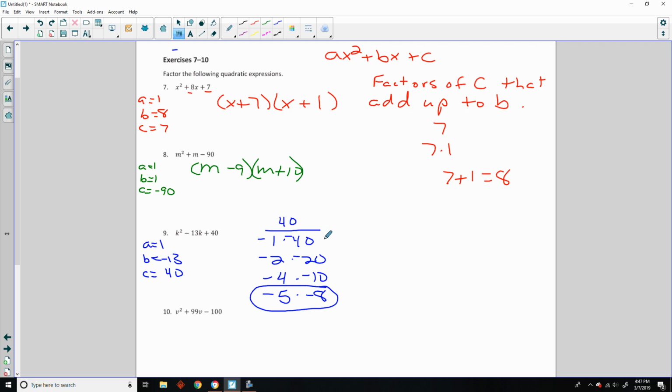So my answer is going to be k minus 5, k minus 8. Factors of c that add up to b. Here are factors of c, and when you add them, they equal b.